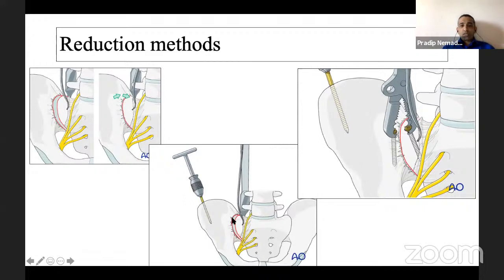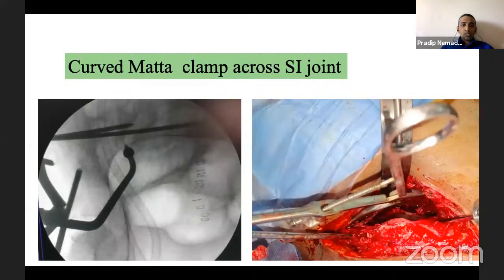You can use Schanz pins to get compression, or you can use this Farabeuf clamp with a screw-based clamp to get the compression and reduction across the SI joint. However, these are mostly true for open book injuries. For a vertical shear injury, where the ILM goes posterior and superior with the sacrum, we need to use this curved Matta clamp across the SI joint. When you open by the iliofemoral approach, you go anterior to the sacrum and put one tine of the clamp anterior to the sacrum, and the other tine onto the ILM or across the ILM by making a small window and going posterior to the ILM. Then we press it, we get the reduction, and we can fix it temporarily with a K-wire.